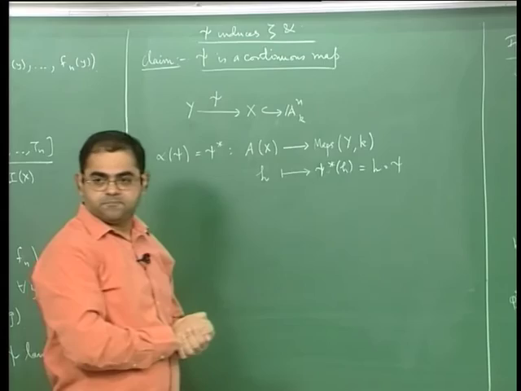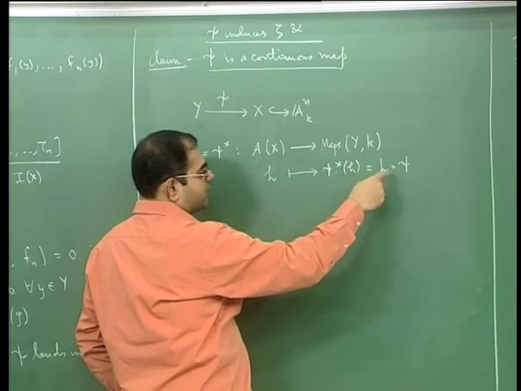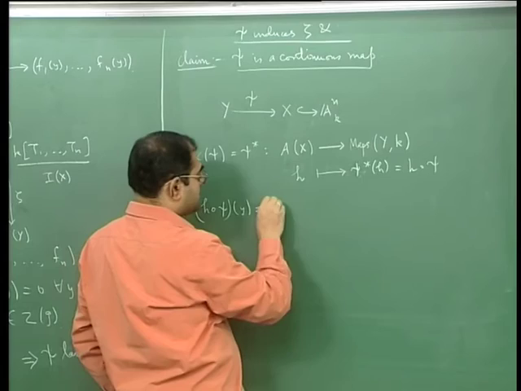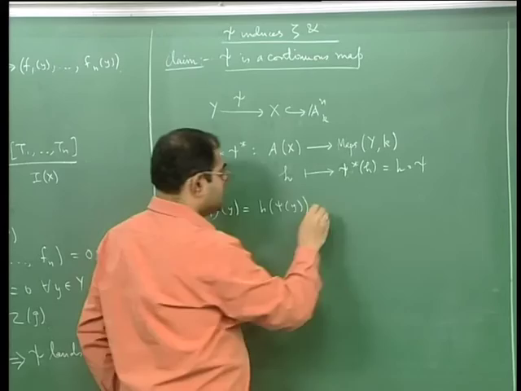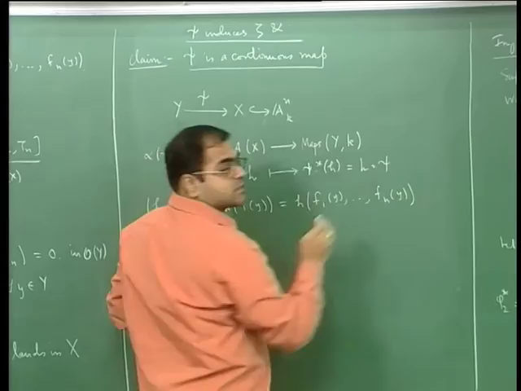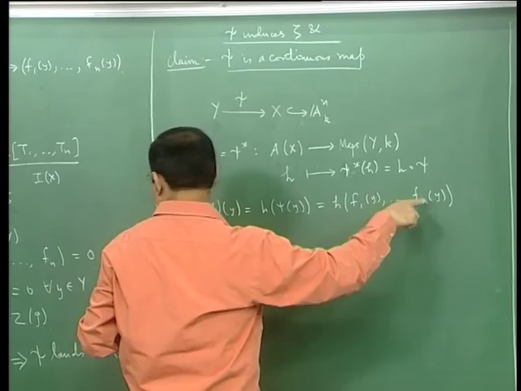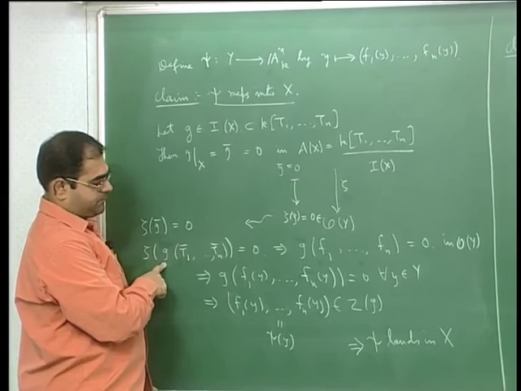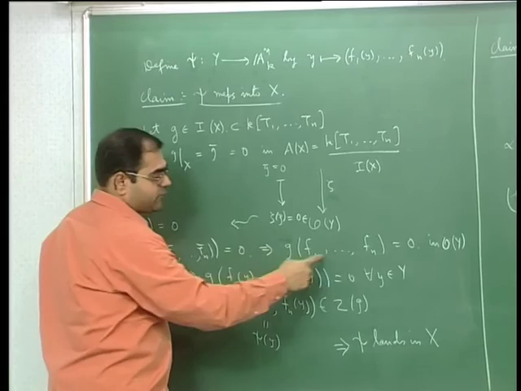And what I want you to understand is, what is this map? See, if you take a point y, h circle psi of y is h of psi y. This is by definition, psi y has been given a definition, this is just h of f1 y, and so on, fn y, because that is what psi y is. But if you look at this calculation, h of f1 y, fn y, it is actually zeta of h operating on y, because you see zeta of g is g of f1 etc fn. So similarly h of f1 etc fn is zeta of h by the same argument.